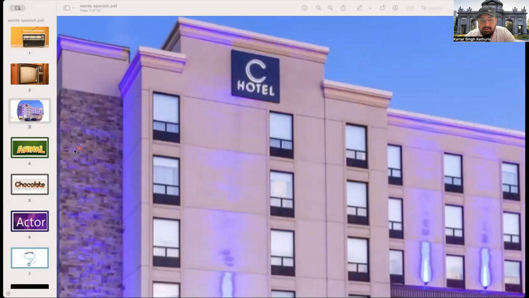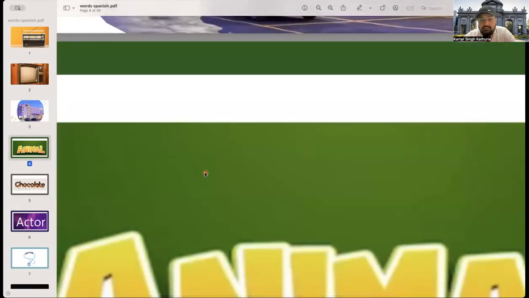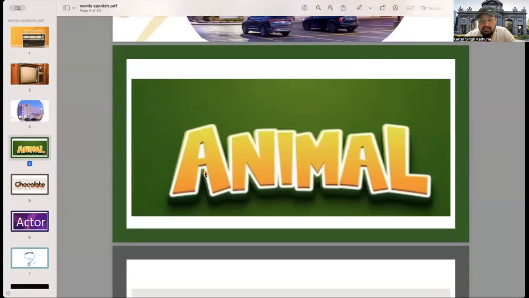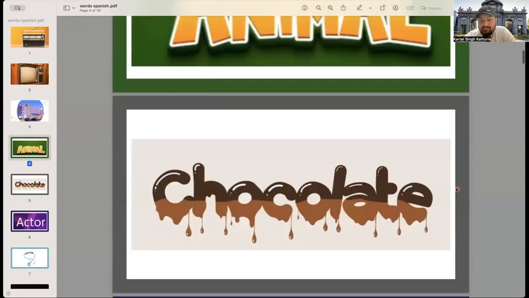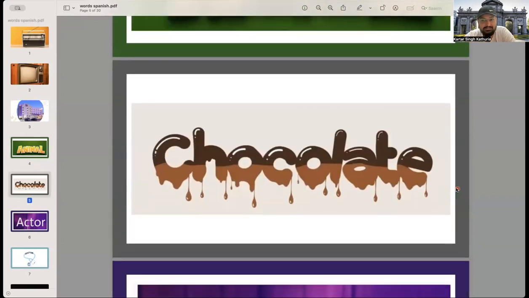So hotel. Same spelling. Now, how would you read this word? Can you give it a try? Animal. Chocolate. Same spelling. How would you read it? Chocolate.